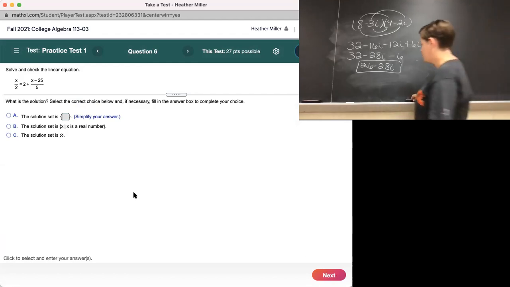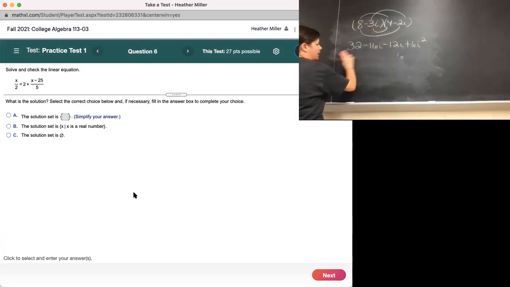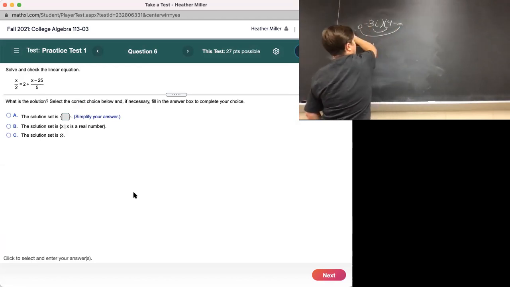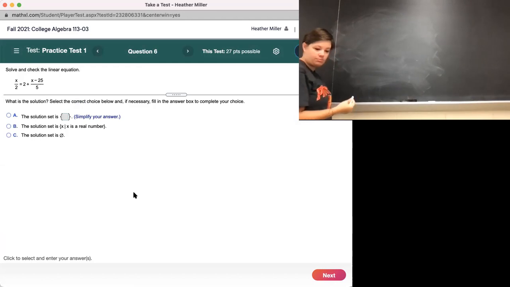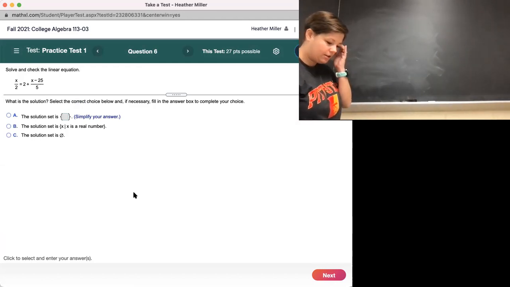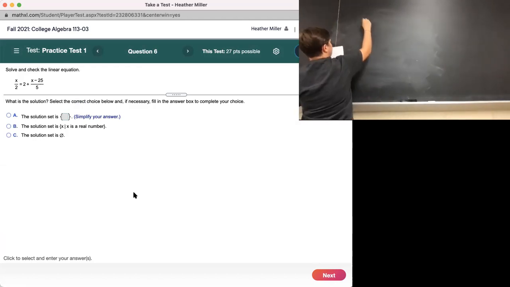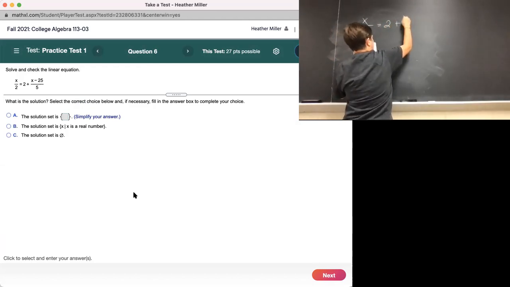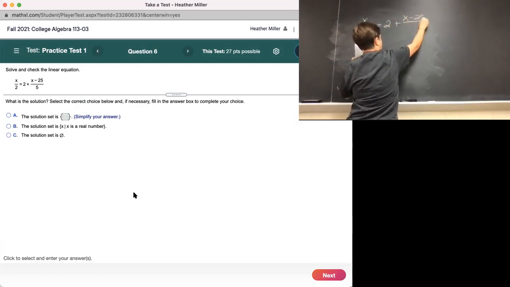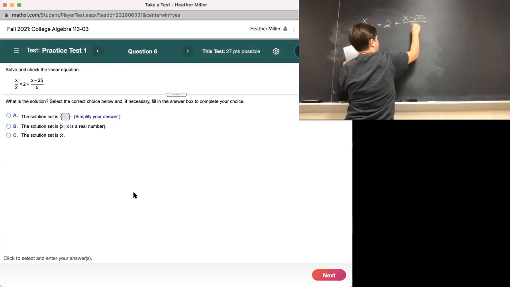All right. Solving rational equations. Rational equations are fractions, or equations that have fractions in them. They look scarier than they are, so don't let it overwhelm you. x over 2 equals 2 plus (x minus 25) over 5.